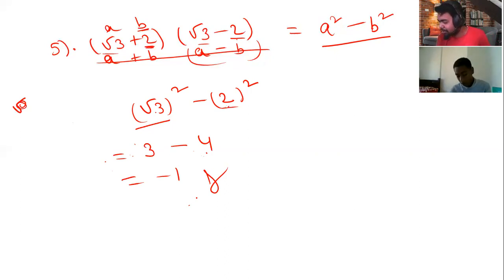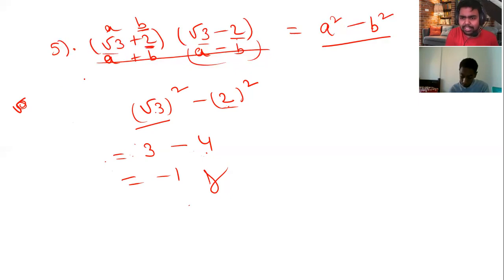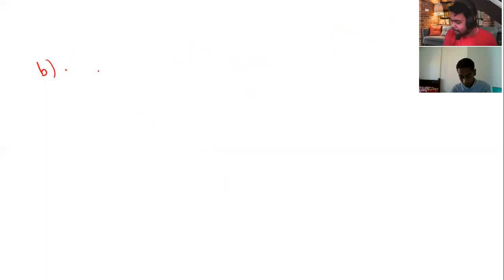Yes. Now, solve question number B. Is there any doubt in this one? No. Now, try to understand. Question number B is root 3 times (5 minus root 3). Here we just have to multiply.